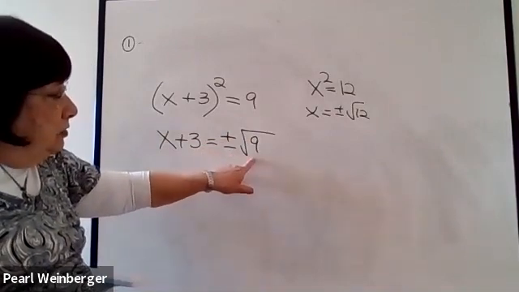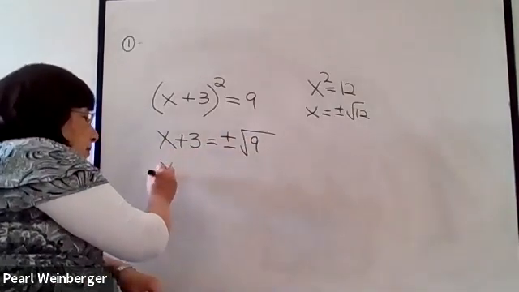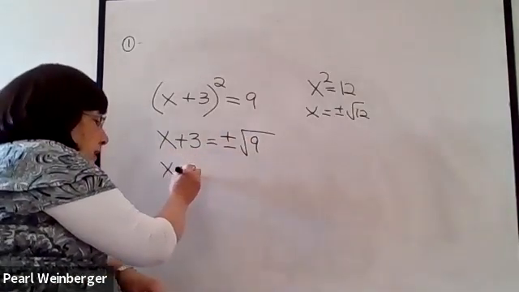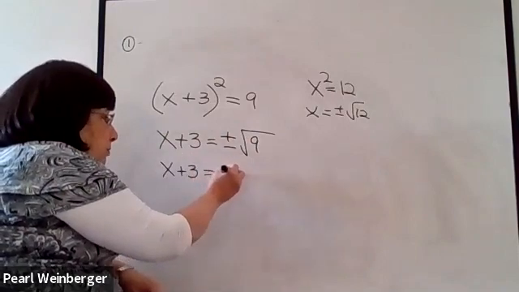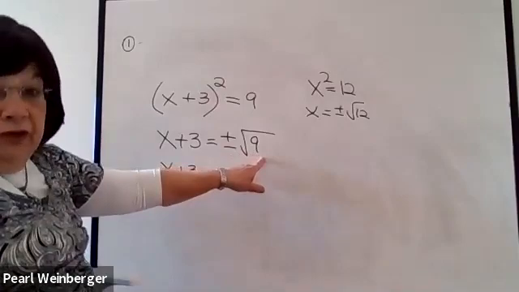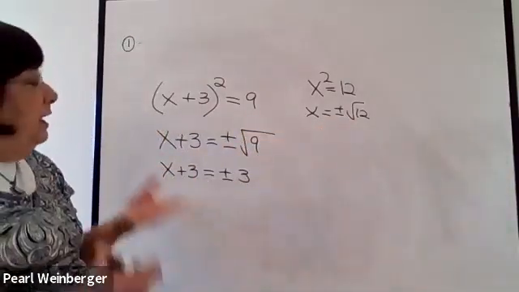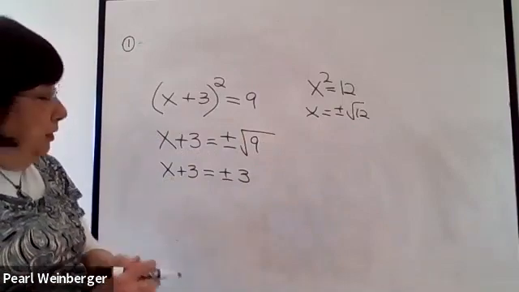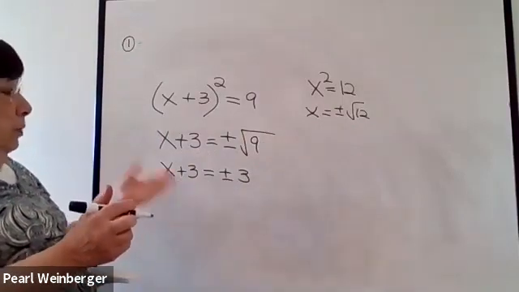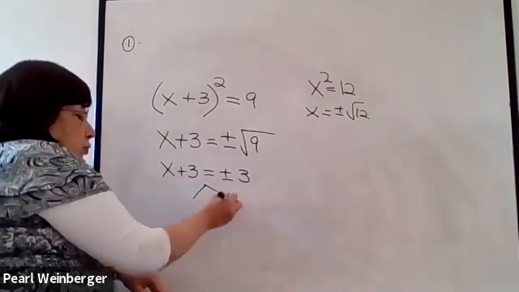In this case, the square root of 9 is a perfect square. I could simplify this to x plus 3 equals plus or minus 3, because the square root of 9 is 3. It's not like this 12 that I have to simplify. It itself is a perfect square. But what does that mean? This really means that I'm going to get 2 answers.